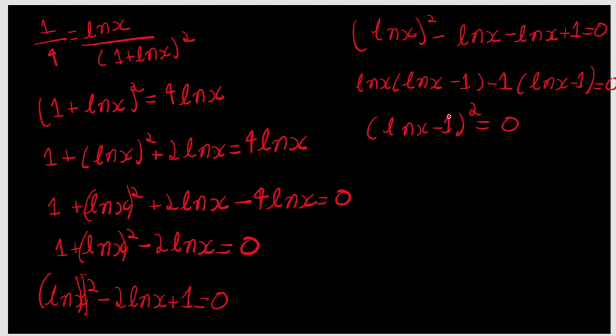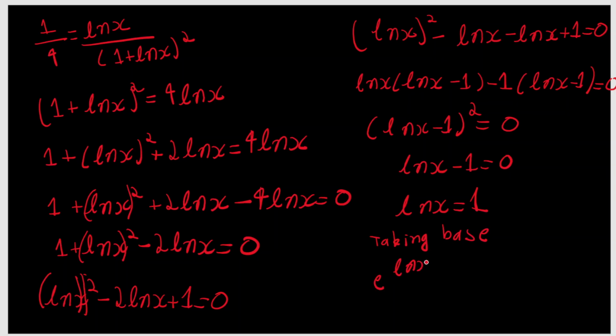We are going to take the square root on both sides. We're going to get ln x minus 1 is equal to 0, and ln x is equal to 1. So we know that ln x is equal to 1. We're going to take e power on both sides, which I've explained a number of times. e power ln x is equal to e, and e power ln a we know is equal to a, so e power ln x is equal to x, so x is equal to e.